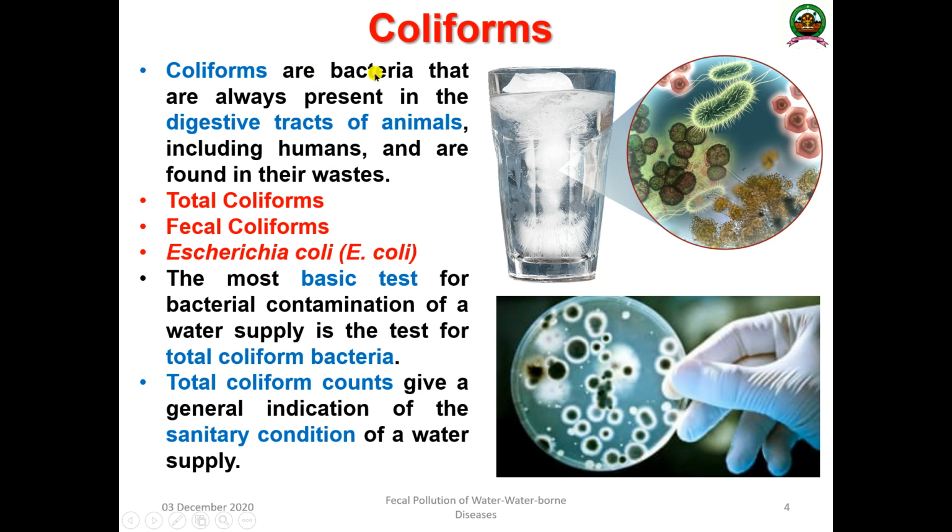So coliforms are bacteria that are always present in the digestive tract of animals, including humans, and are found in their waste. There are three types. One is total coliform, the next is fecal coliform, and the next is the most common type of coliform, called E. coli. You might have heard about E. coli in drinking water. E. coli is also commonly present.